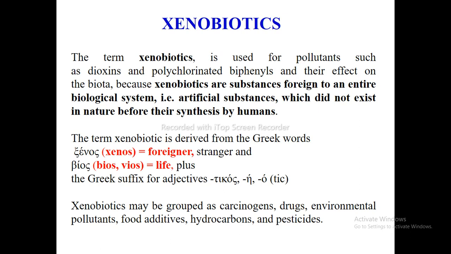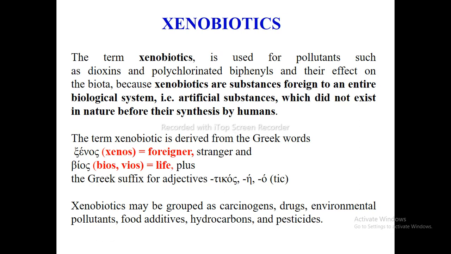The components of the term are derived from the Greek words xenos and bios, which mean foreigner or stranger, and life. Bios means life, so foreign to life, and then the suffix is used as tic. Okay, so xenobiotic. Now, xenobiotics may be grouped as carcinogens, drugs, environmental pollutants, food additives, hydrocarbons, and pesticides. Right, so they can fall into different categories, but they are new to life or foreign to life.